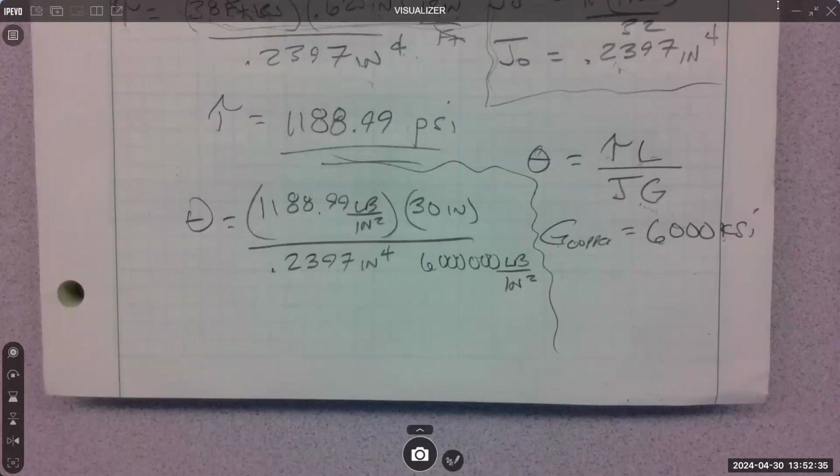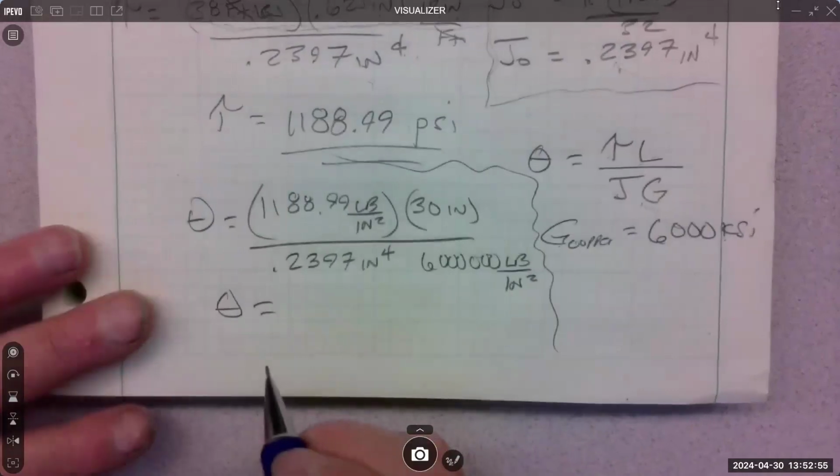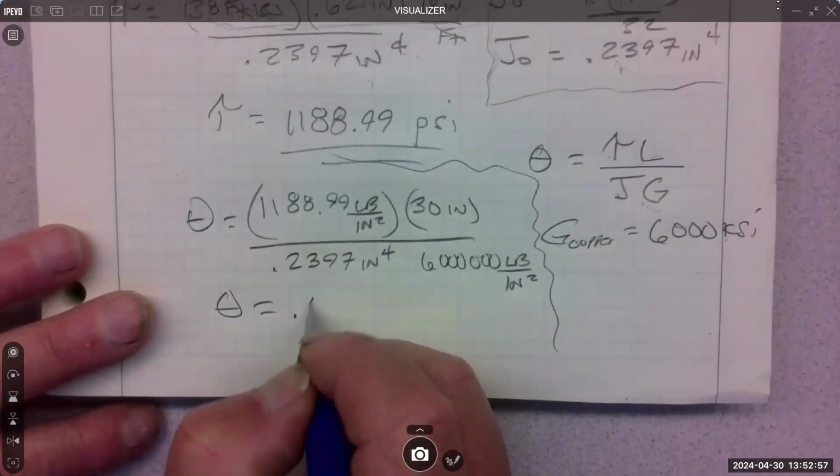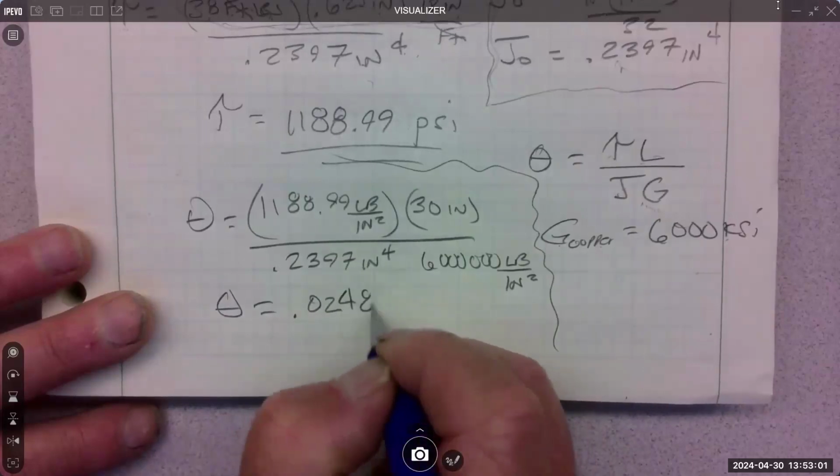Do you think this would be a small number or a large number? Angle of twist. Should be small, yeah. We weren't anywhere near the yield, right, of the material. Didn't use much KSI. How much is our angle of twist? 0.08. Yeah, I'm gonna actually write 4.8.